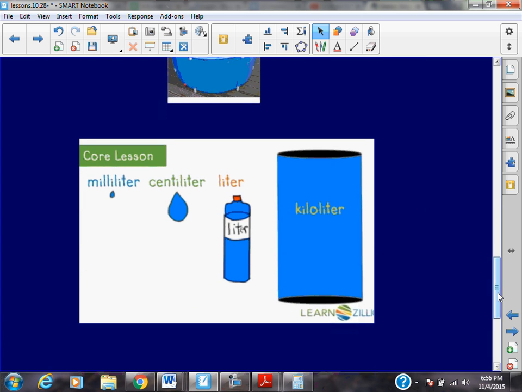So it doesn't always have to be liquid. Some smaller measurements are the milliliter. You see how small this dot is here? The centiliter, which is a little bit bigger. Here's a liter. Now, a bottle of water is about a liter of liquid. And then again, here I have this kiloliter here.